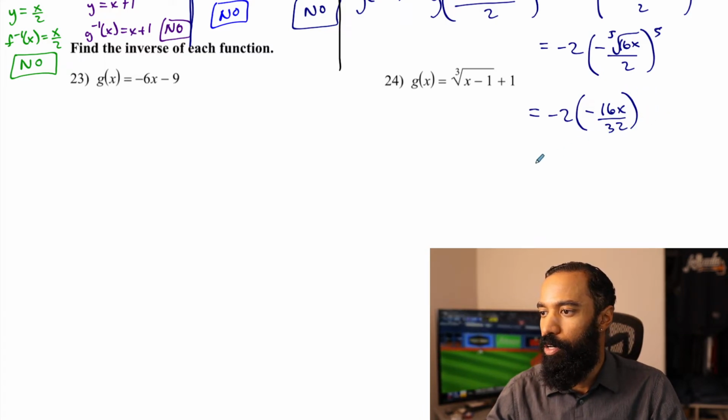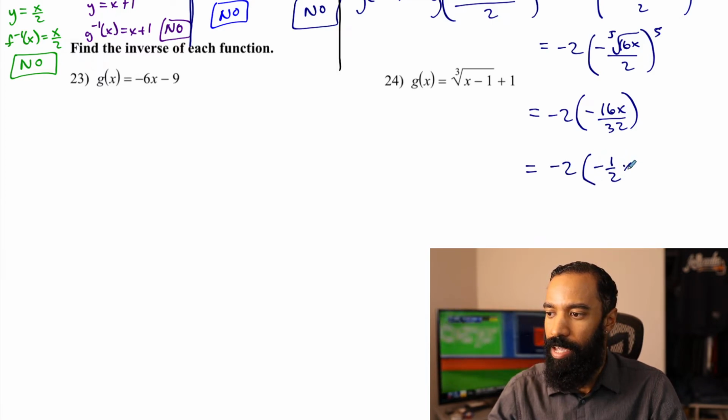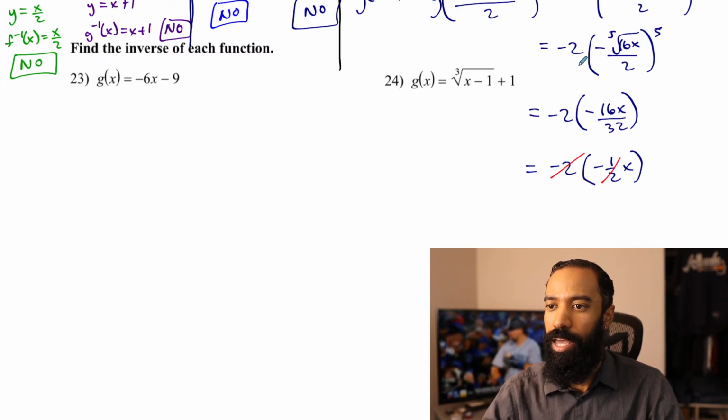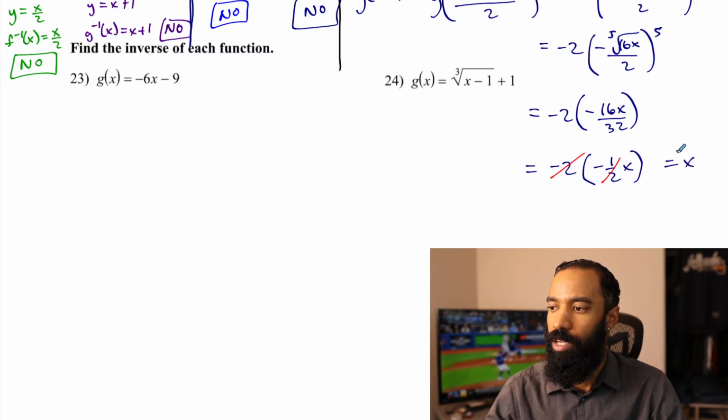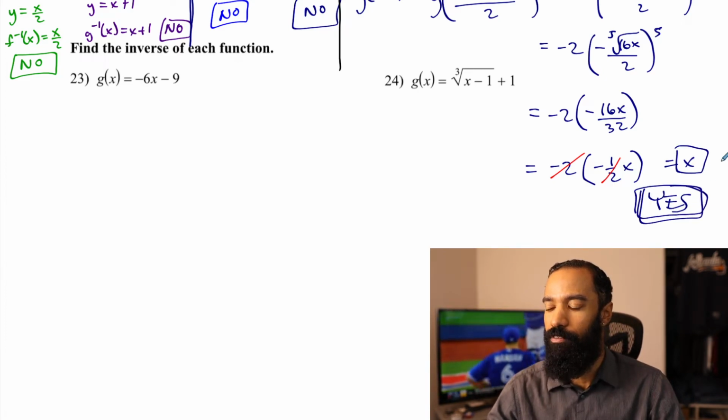Negative 16 over 32 is negative 1/2. So negative 2 times negative 1/2 x. Negative 2 times negative 1/2 is positive 1. You're left with x. Yes, once again, they are inverses of each other.